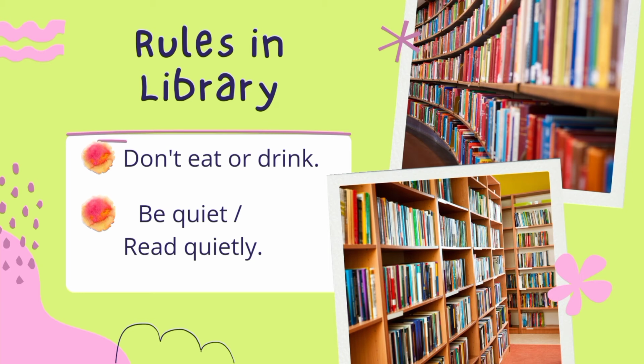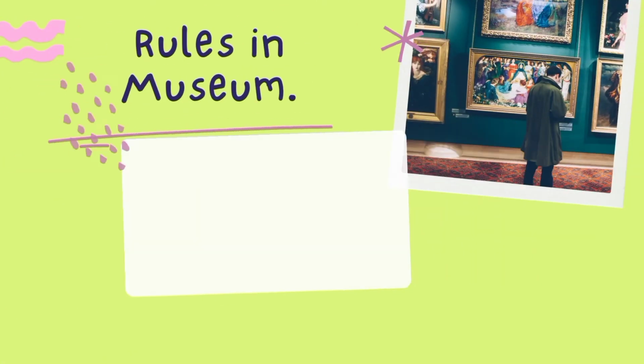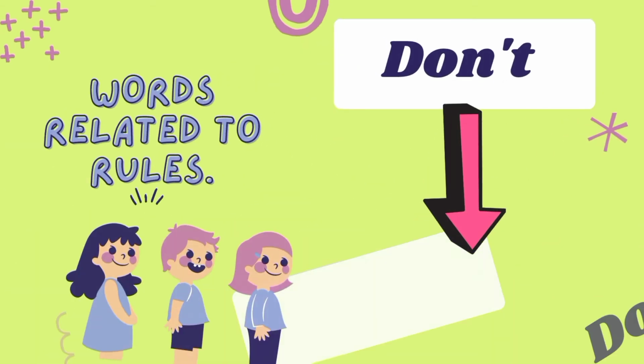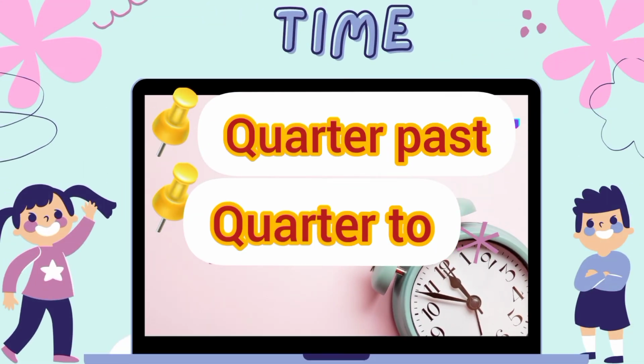There are don't eat or drink, be quiet or read quietly. Examples of rules in cinema are don't talk, turn off your mobile phone, and throw rubbish in the rubbish bin. And examples of rules in museums are don't take photos and don't touch paintings. As you can see, most of the rules start with the word don't, which stands for do not. Do not means dilarang.